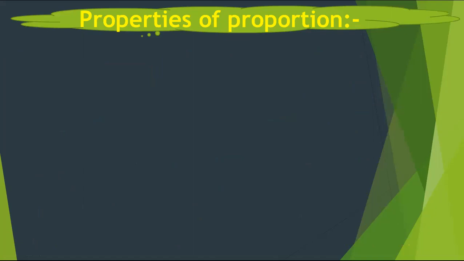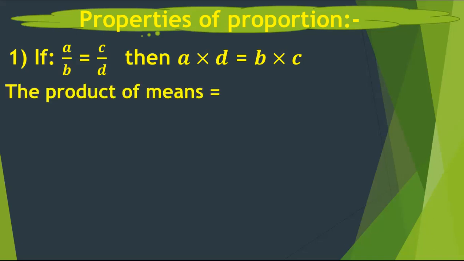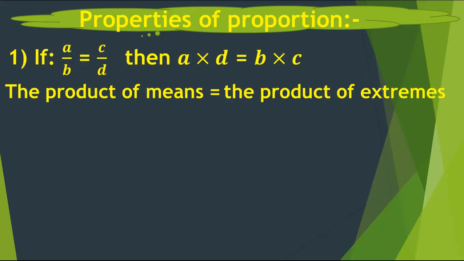Now we will take the properties of proportion. Number one: if A over B equals C over D, then the product A times D equals the product B times C. A times D equals B times C, and we studied it before in grade 6. The product of means equals the product of extremes.